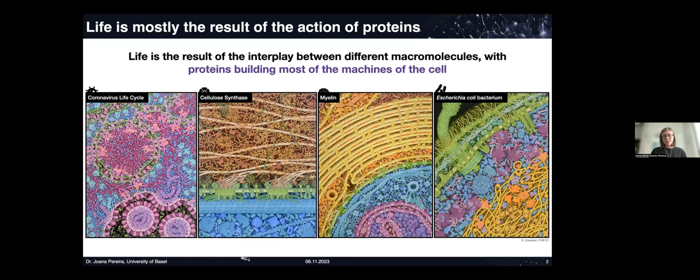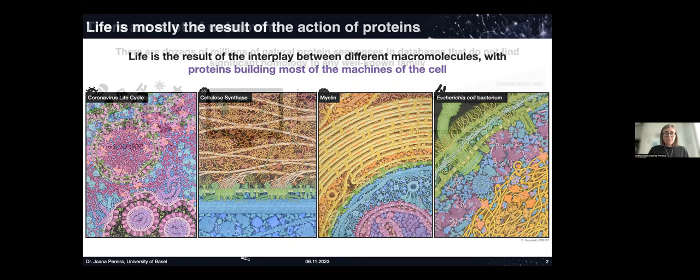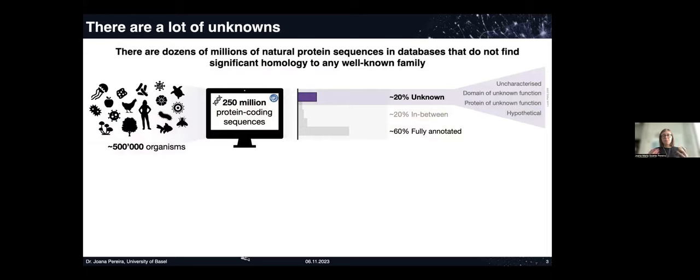They are inside of the cell, they are in the membranes, they are outside. They have a wide diversity of functions. And this relates, of course, to their single amino acid sequence and their 3D shapes. But if we look at protein databases like UniProt, there's about 250 million unique protein coding sequences that we know, and they are the result of sequencing over 500,000 organisms, again, across the tree of life.